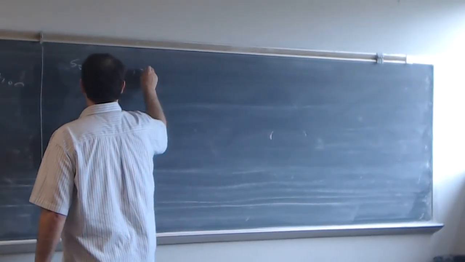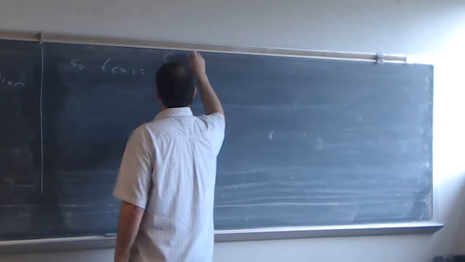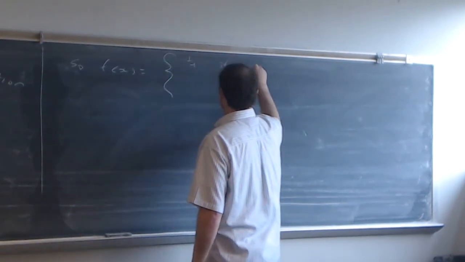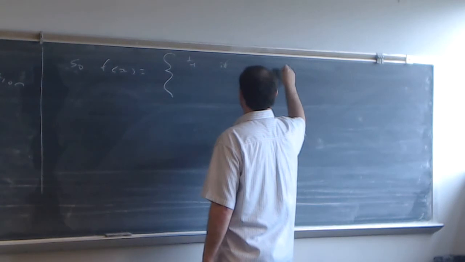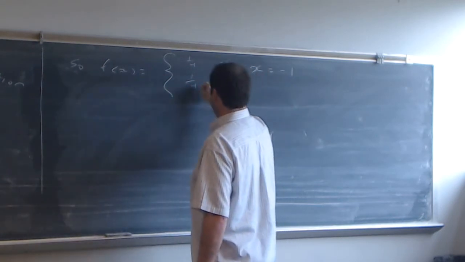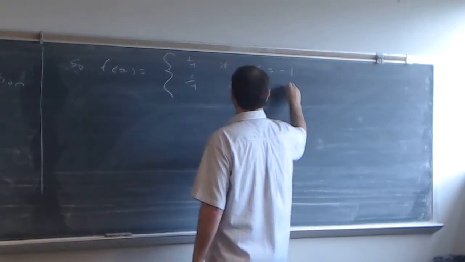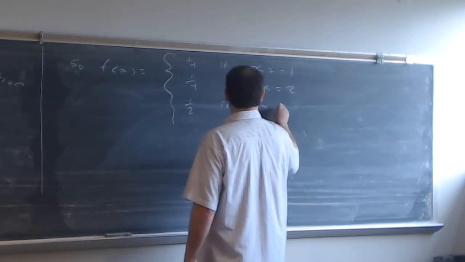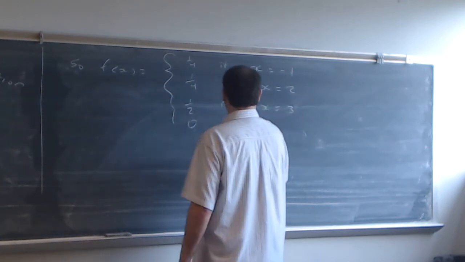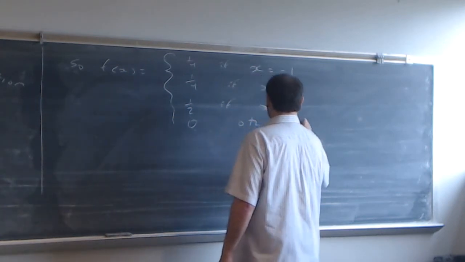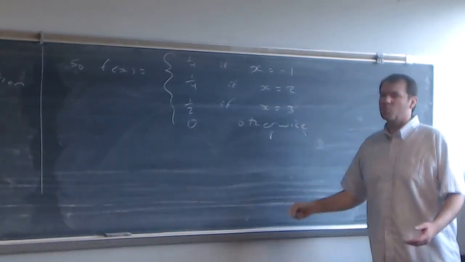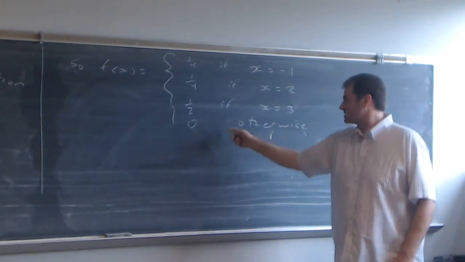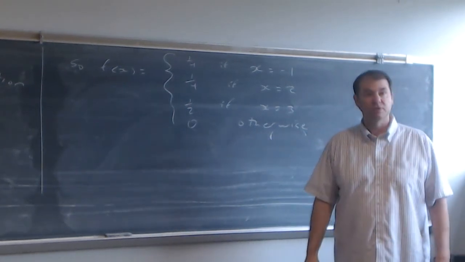So, f of x is equal to, well, it's 1/4 if x, little x, is equal to -1. It was 1/4 if x was equal to 2. It's 1/2 if x is equal to 3, and it's 0 otherwise. And sometimes people won't just list this 0 otherwise, it's just understood.